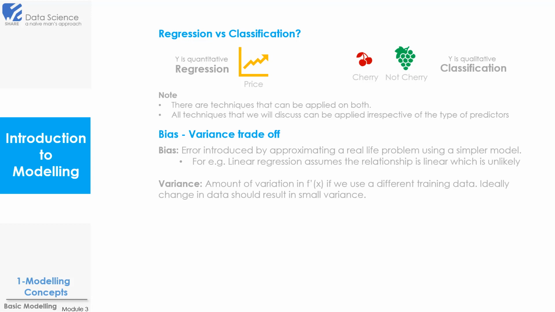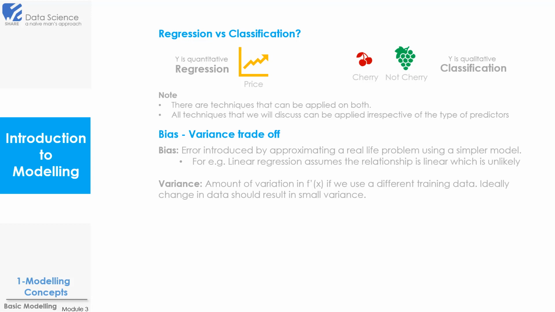Now let's say we build a model and it performed very well when we tested it on our sample data. But then when we gave it new data, the performance of the model dropped. This is called variance. Ideally, our model should be generic. Change in data should result in small variance. That is the whole point of modeling. We take past information and then predict the future. But if our model is not consistent, then the whole purpose is defeated.